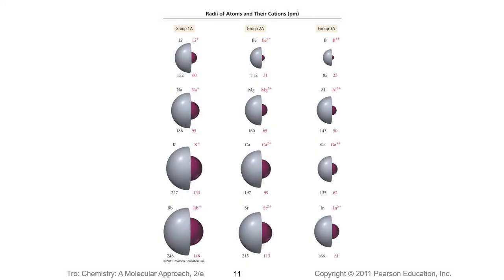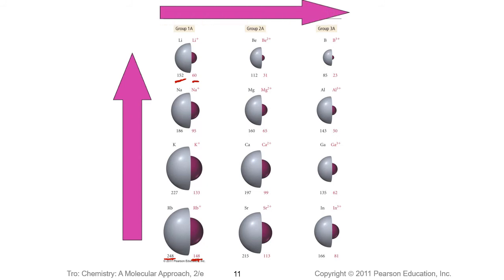So if we look at the radius, here are some cations, and it's pretty amazing how much we shrink. If we look at neutral lithium, it's about 152 picometers. When we form the cation, we shrink down to 60 picometers. If we look at even our biggest cations, like rubidium at 248 picometers, it shrinks down to 148. So they do drastically decrease in size. We still follow the same overall trend of decreasing as we go up and to the right on the periodic table.